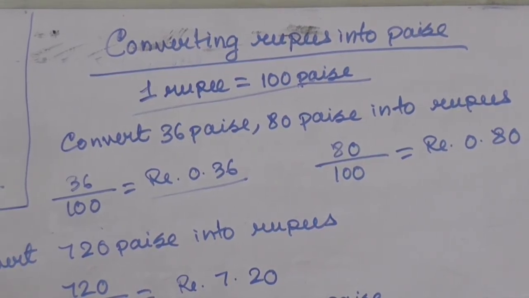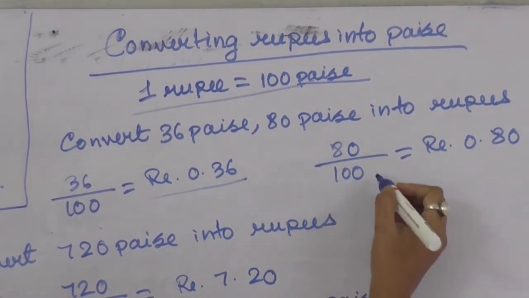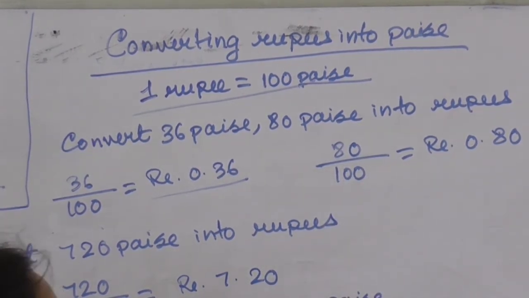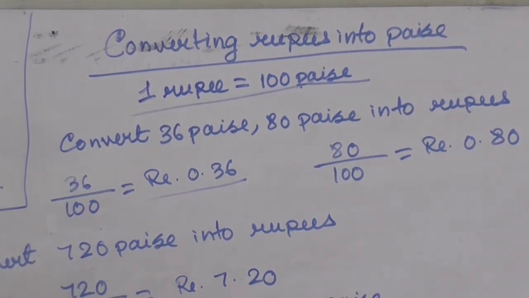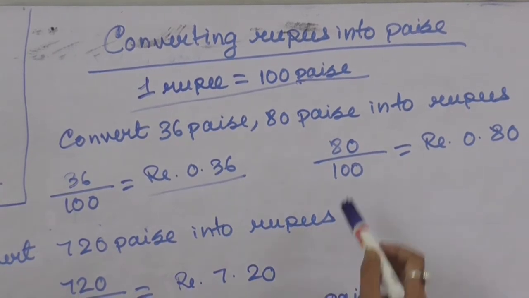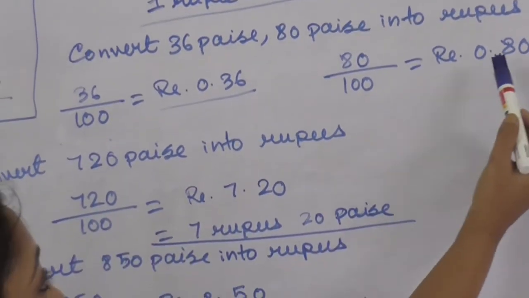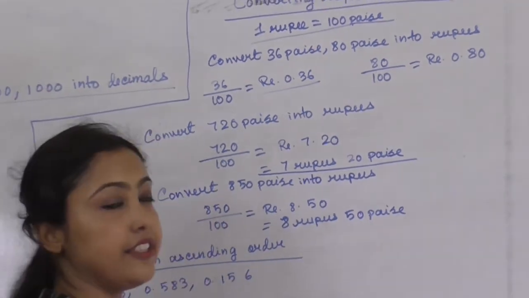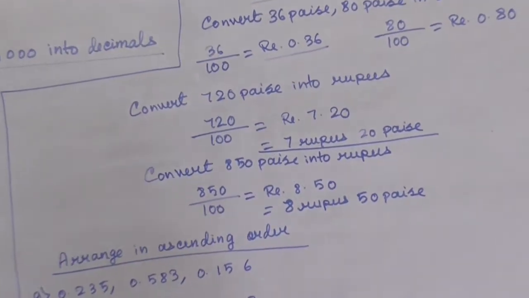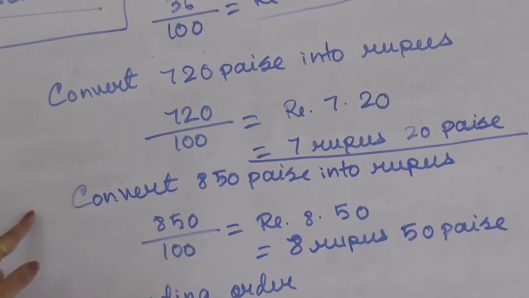So similarly you have to divide this 80 by 100. So while dividing this 80 by 100, we are getting 0.80 as our answer. By following the similar method, since 100 consists of 2 zeros, you have to place this decimal point before 2 digits from the right hand side. I think it's clear. Now here I have shown another 2 examples.